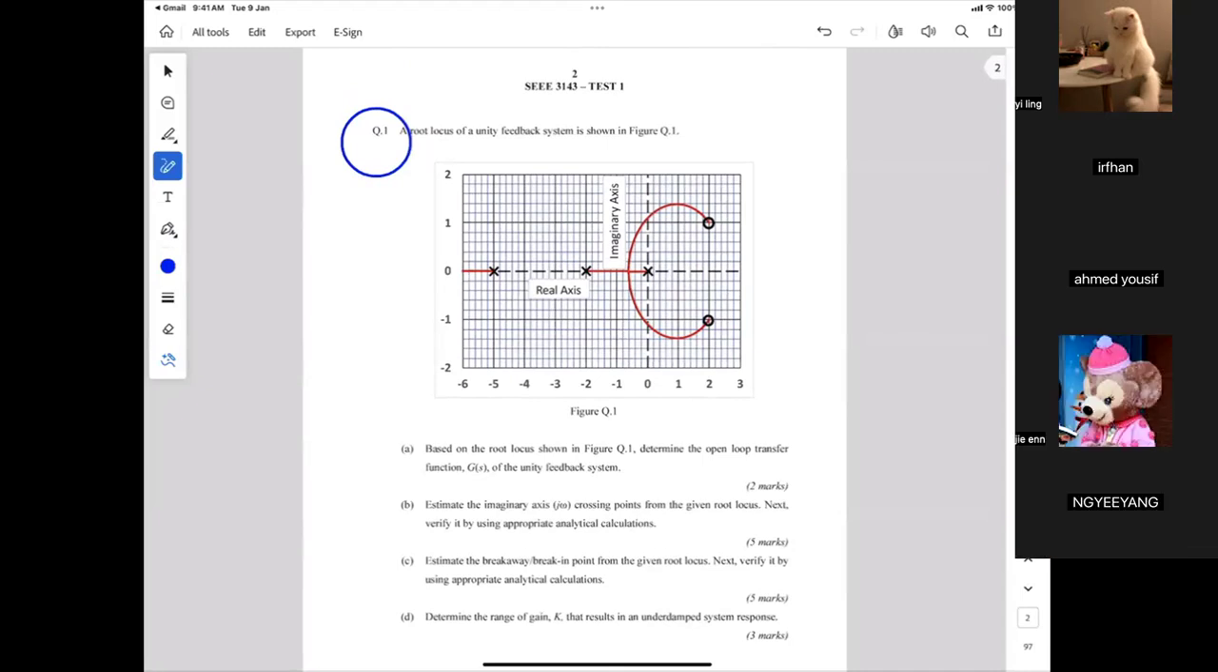So the plot is given, as I showed, very clear, using Excel software. Because MATLAB graphics are not as good as Excel, we can read from it how many open loop poles there are. Irfan, how many open loop poles? 3. Three open loop poles, which are minus 5, minus 2, and 0.